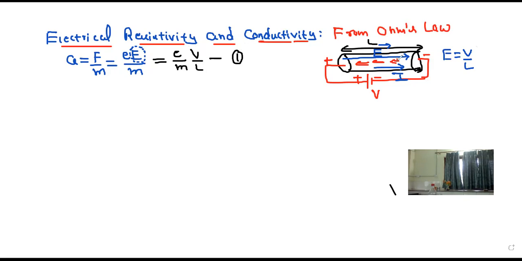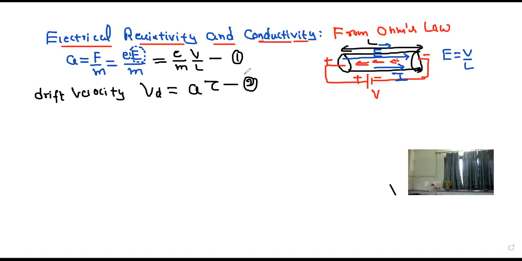And we also know that these electrons are accelerating from negative terminal to the positive terminal. Along with the acceleration, they also possess drift velocity. So the drift velocity VD is equal to acceleration into relaxation time tau, right? So let me call this my equation number 2.